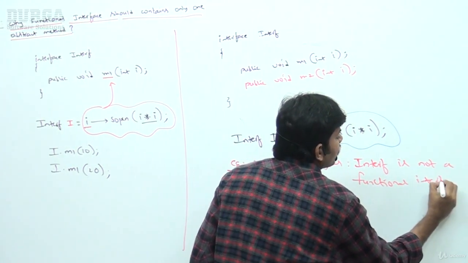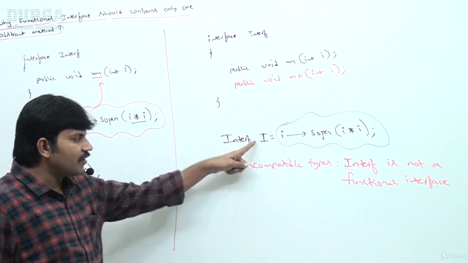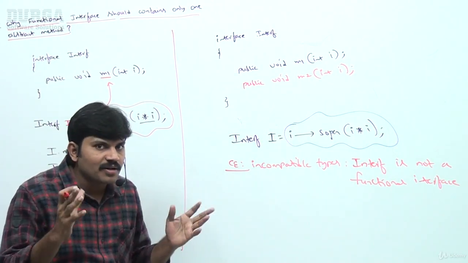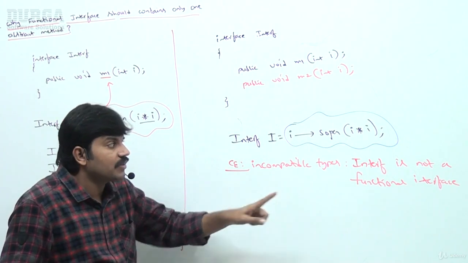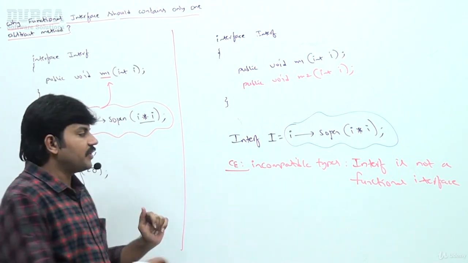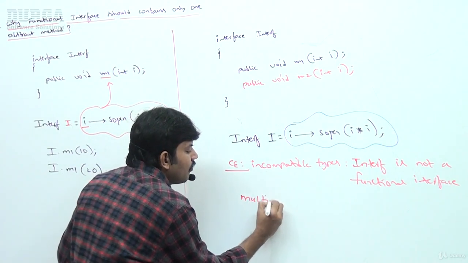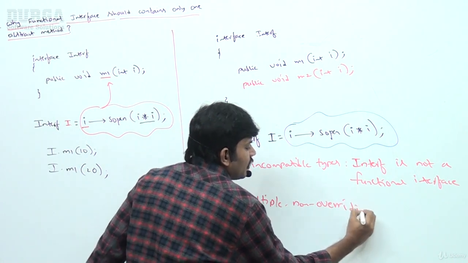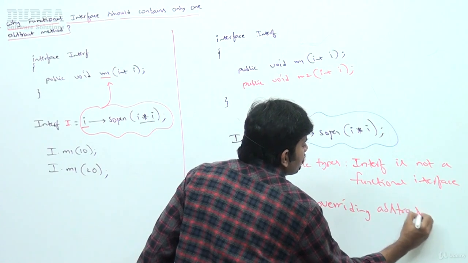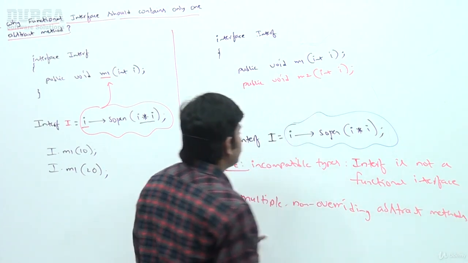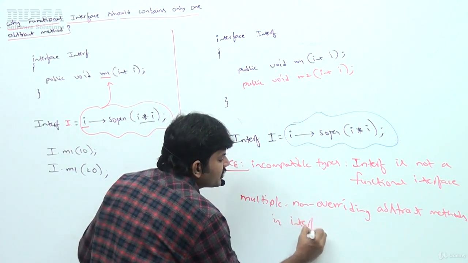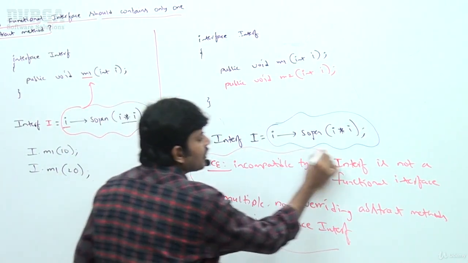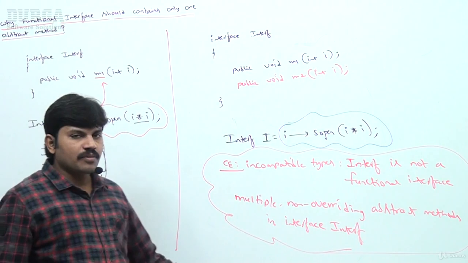The error says Interf is not a functional interface. In this assignment, compatibility is not there. Incompatible types: Interf is not a functional interface. Multiple non-overriding abstract methods in interface Interf. This is the compile error you are going to get by default.